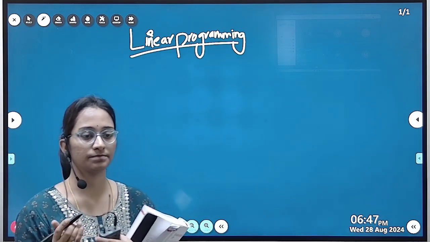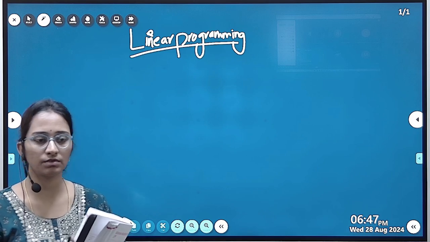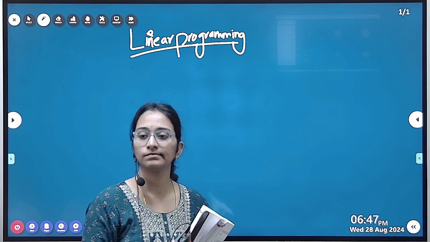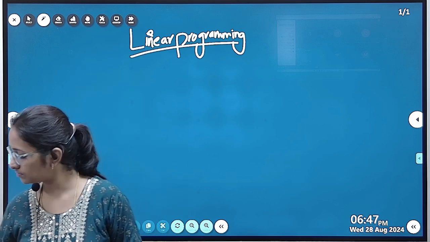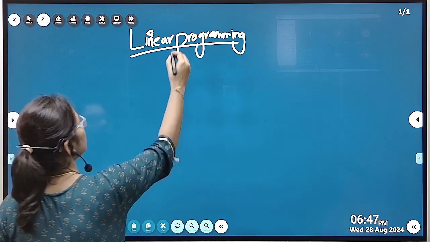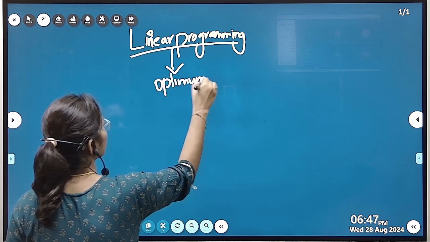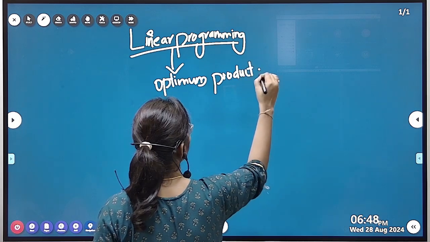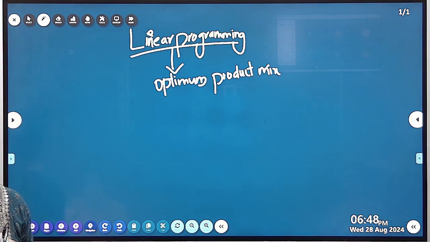Why is it used? Is anyone aware of this word, linear programming? No. So linear programming is used for optimum product mix. Okay, to mix the product, how much to mix?